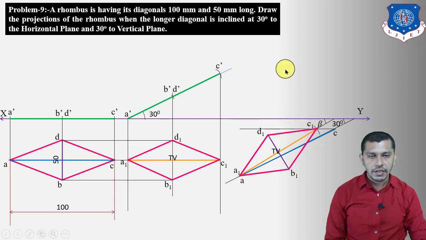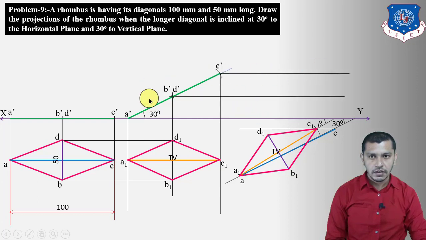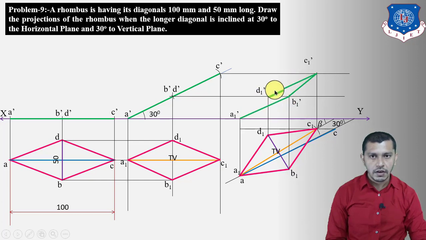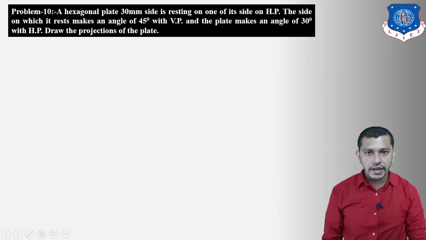Now we have to draw the elevation, and to draw the elevation, first of all draw the locus of these points C, BD, and this will be our locus of A. Project these points. Here we will get A1 dash, here we will get B1 dash, here we will get C1 dash, here we will get D1 dash, and connect these points A1 B1, B1 C1, C1 D1 and D1 A1. We will get the final elevation or front view, which is our apparent shape. Now let's move on to the next example.